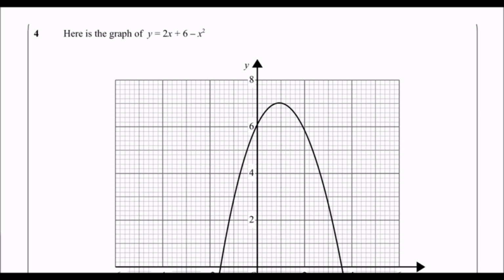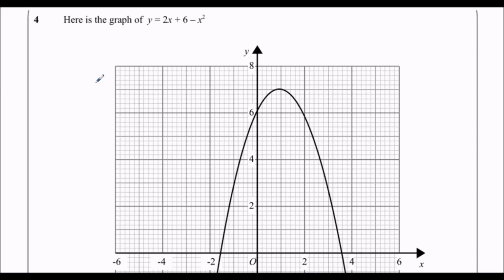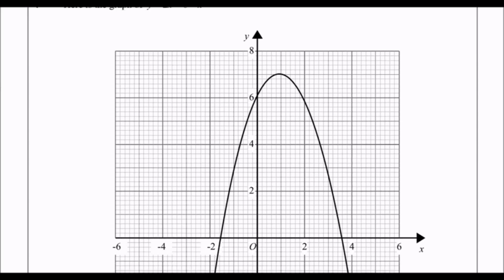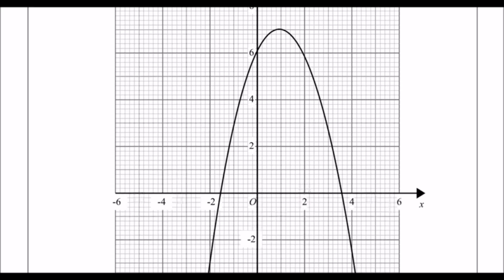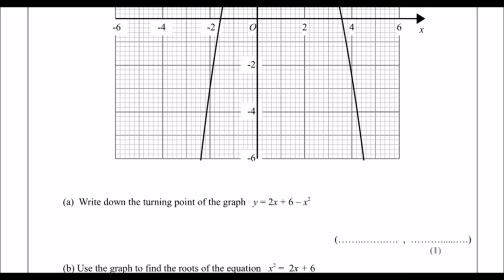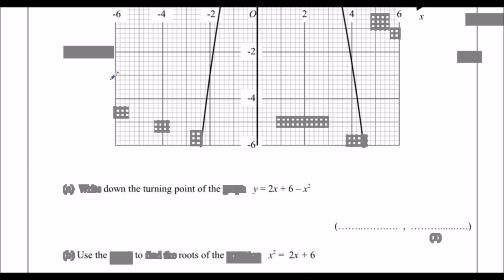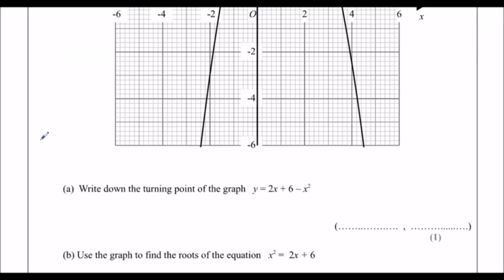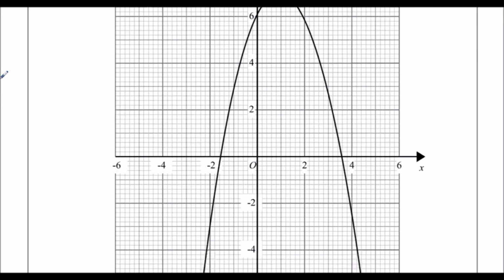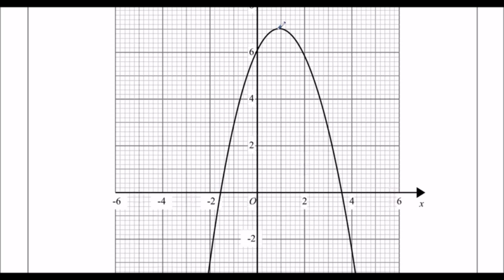Question 4. Here is the graph of y equals 2x plus 6 minus x squared. So we've got a negative quadratic graph drawn for us here. And the question says, part A, write down the turning point of the graph. So it's the same graph, it's got the same equation. So the turning point is where it turns, where it stops going up and starts going down. So that's this point up here. So what are the coordinates? That's 1, 7.